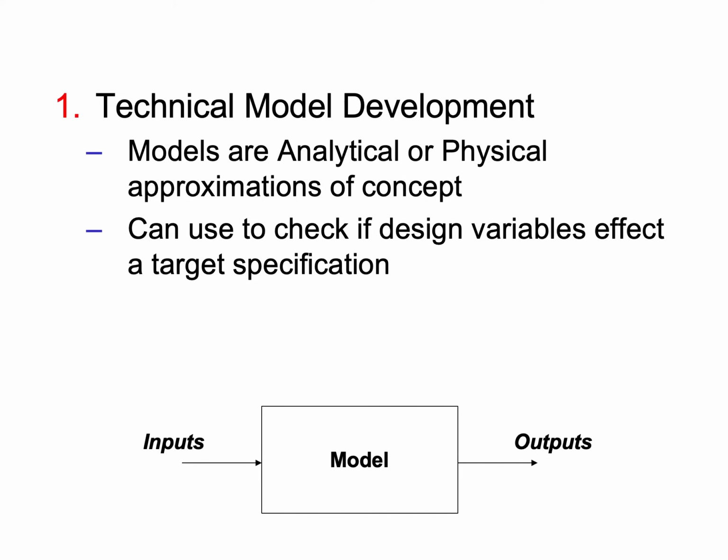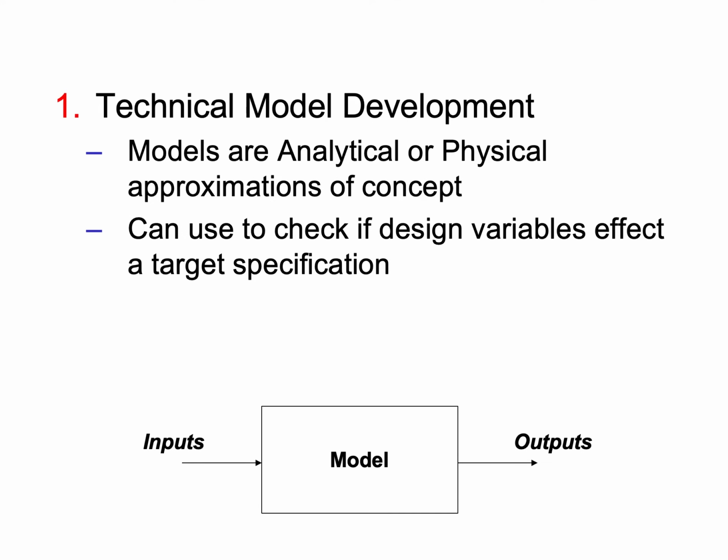It also can be used to check if a design variable affects a target specification. There is a typo here. So it's variables affect. Can we use it to check if a design variable affects a target specification? So here's what you need to put and keep in your mind. First, we are modeling, so we're doing approximations. We are trying to identify the value of one physical parameter, let's say stiffness or strength.